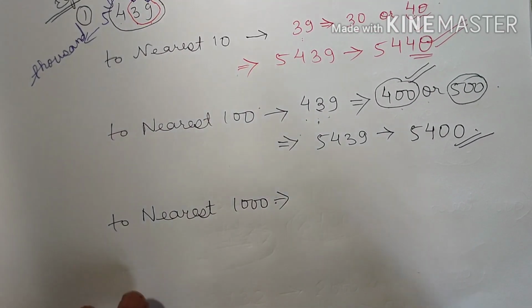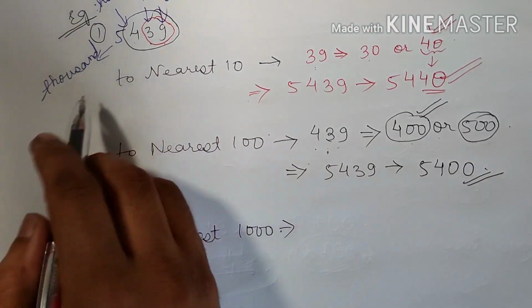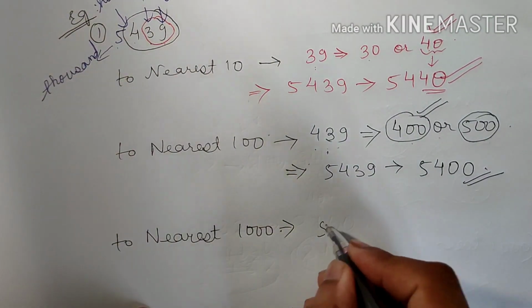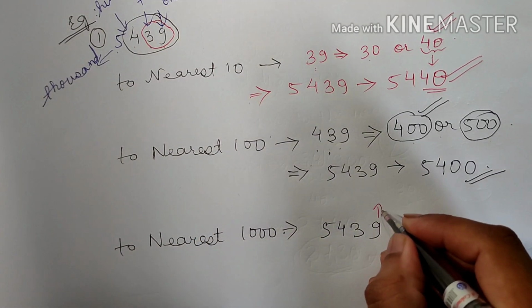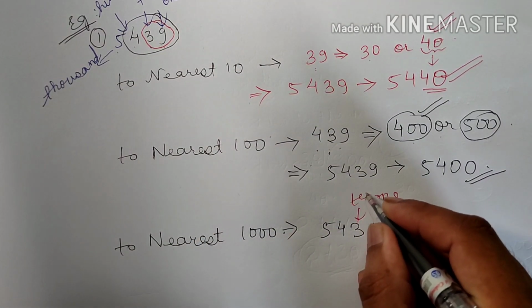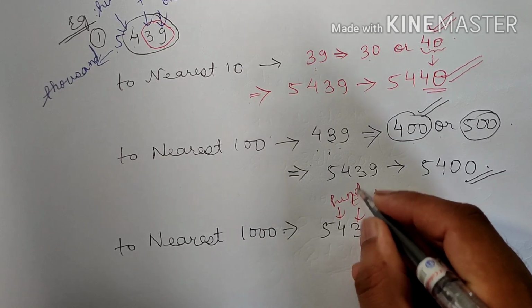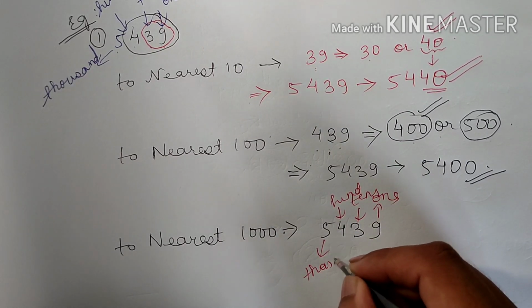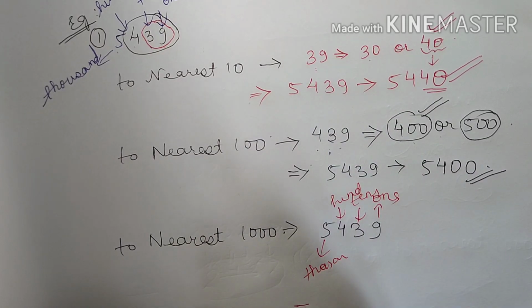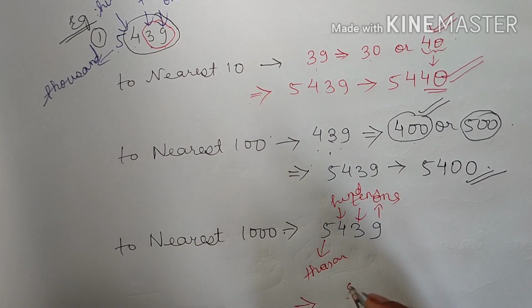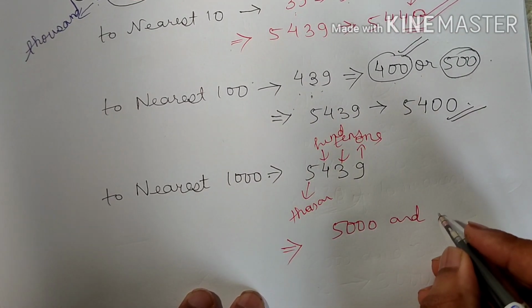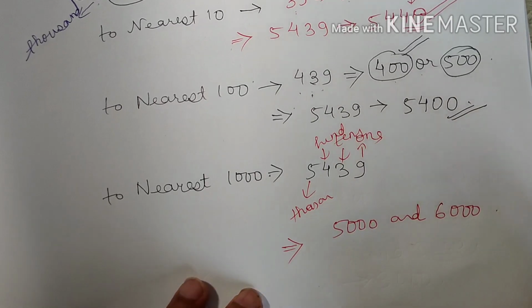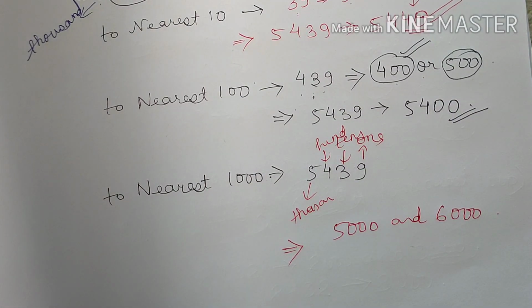Now let's see the last one. So we have to take this example 5439 as a whole because it is in the thousands place. Now, you know that we have already done ones, tens, 100, and this is 1000. So this 5439 will lie between 5000 and which one, students? 6000, because in thousands we are looking for 1000, 2000, 3000, 4000, 5000 and so on till 9000.